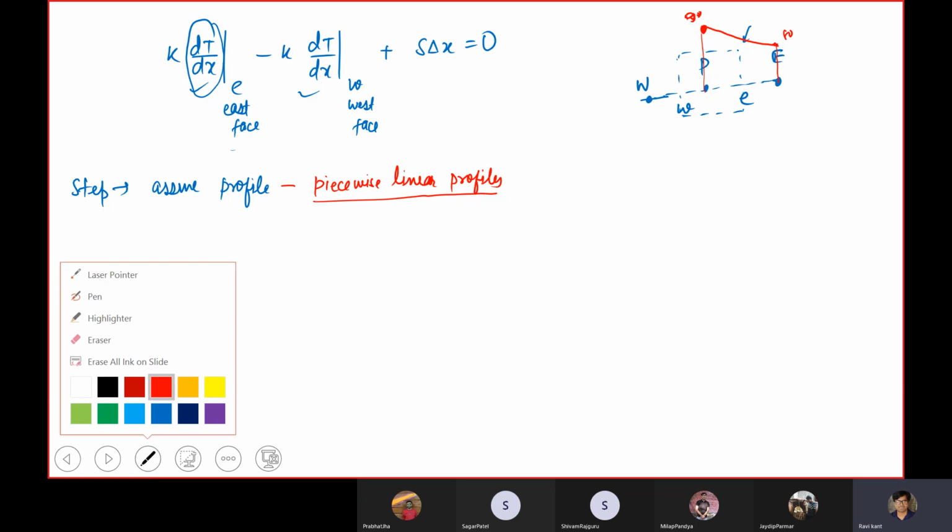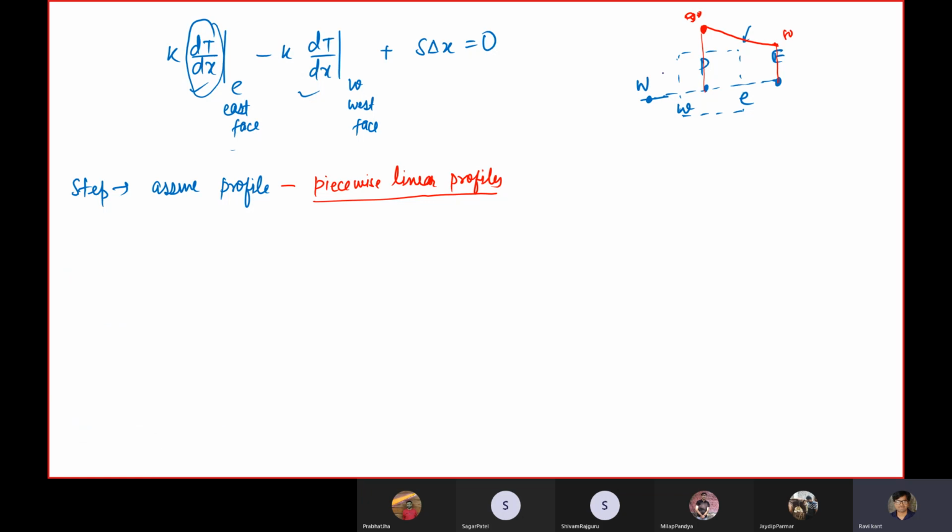Not only this, for the other nodes, let me tell you that I can actually assume this also. I may assume, okay, fine, this is my T height here, and this is my T height here.